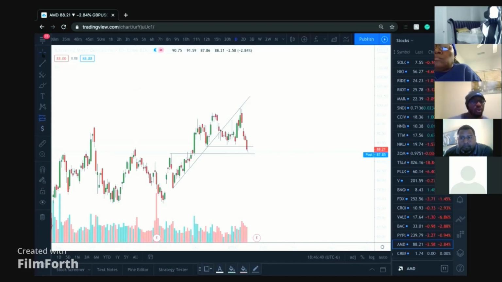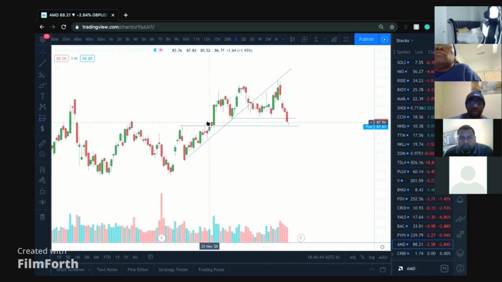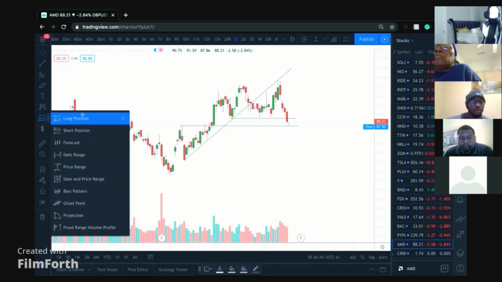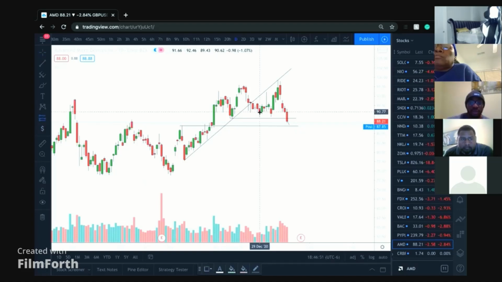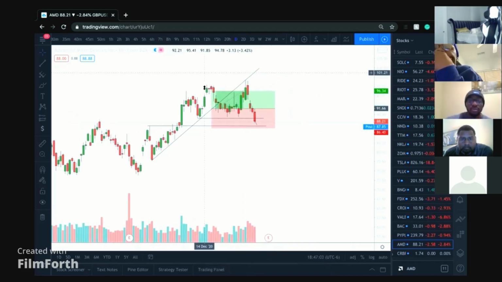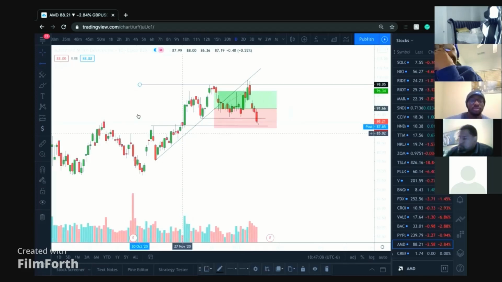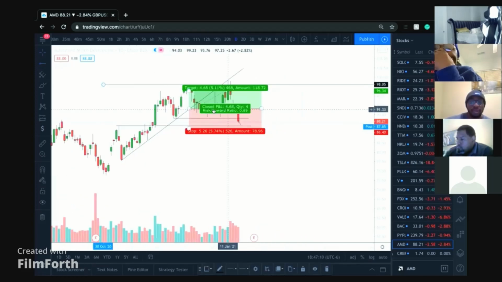Let me see where he was. I think he was showing us right there. Okay, yeah, this is where he was showing us. So this is where we were, right? So let me go ahead and put the long position. He was talking about entering somewhere right there, right? Okay, let me see this. Right there, and let's say this is our stop loss. Okay, and I'm just gonna go ahead and put horizontal red.